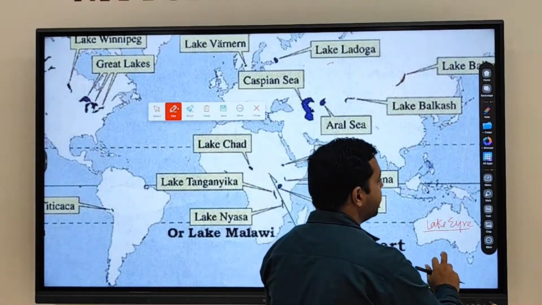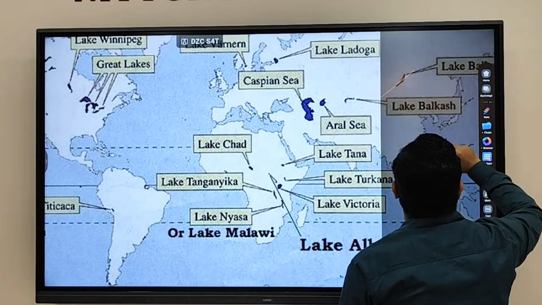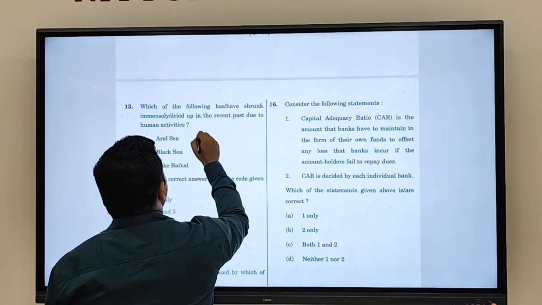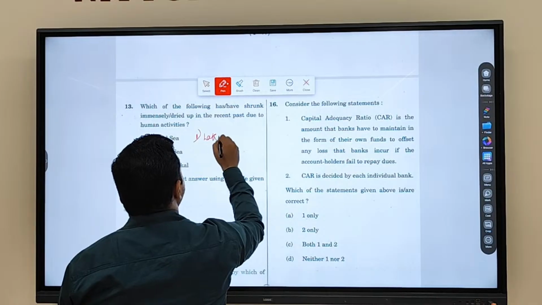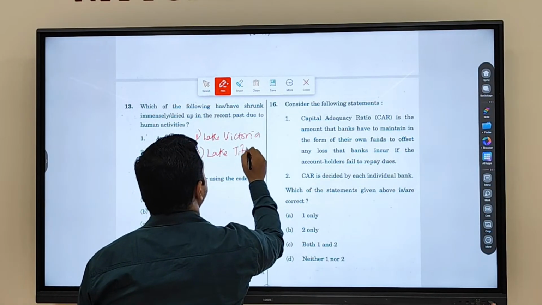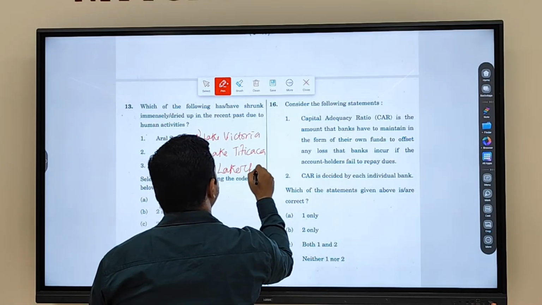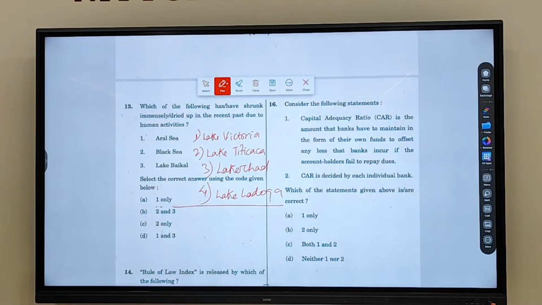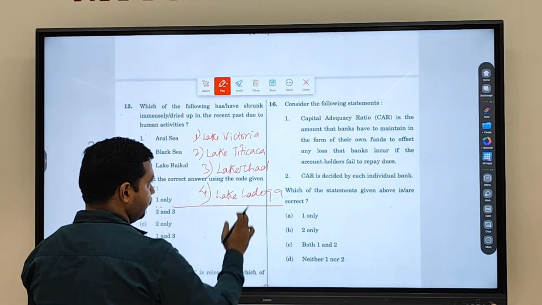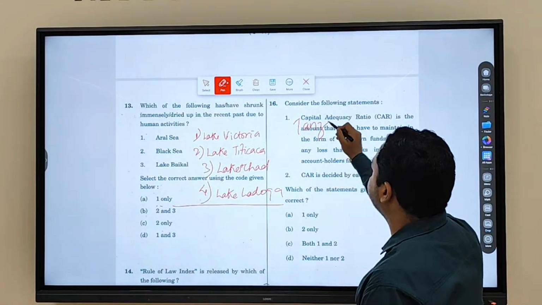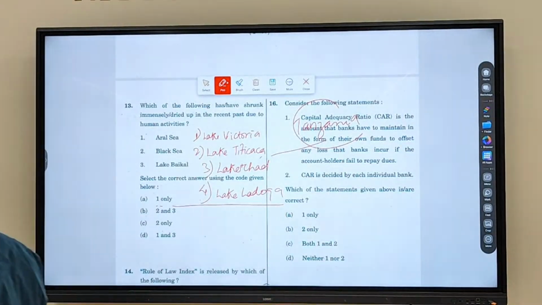Now, one question that you can get in the examination. So these are the four options. One is Lake Victoria. Second is Lake Titicaca. The third is Lake Chad, C-H-A-D. And fourth is Lake Ladoga. Now the question here is, which of the lakes is associated with Tanzania?